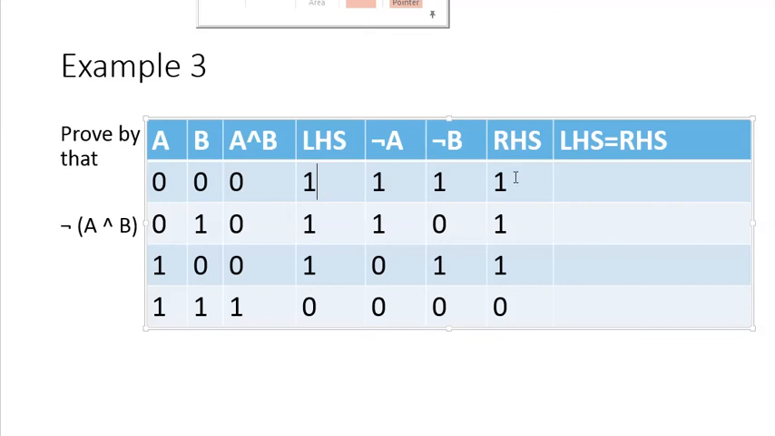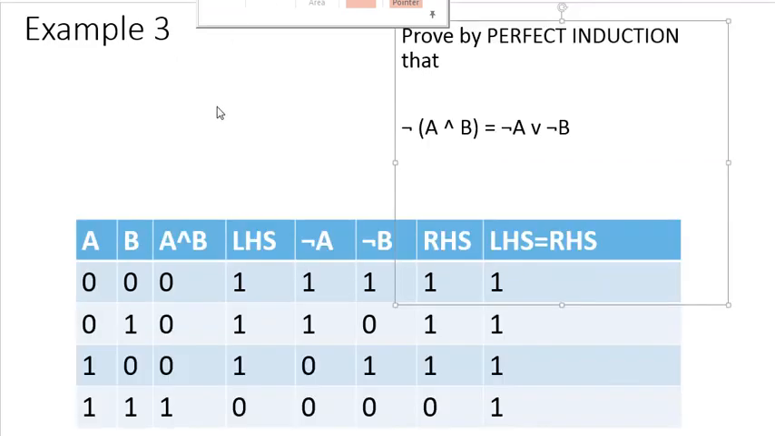Is 1 equal to 1? Yes, it is. Is 1 equal to 1? Yes, it is. Is 1 equal to 1? Yes, it is. And is 0 equal to 0? Yes, it is. So that is getting a 1 there as well. So there we have it. We've proven by perfect induction, or in other words, by using a truth table, that the not of A and B is equal to not A, not B, or together.